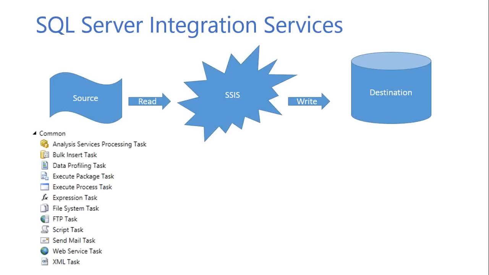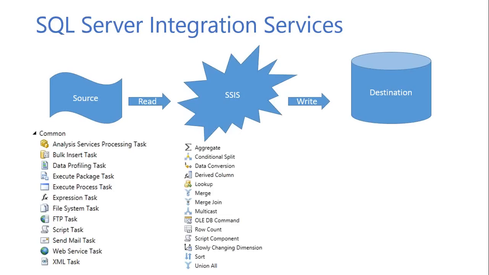Some of the common tasks that we have are the bulk insert task. That is like a bulk copy, BCP. So with reduced logging, you can insert a bulk of the data from the source system to the destination system. You can profile data. If you have created other SSIS packages, you can call them here. You can execute them. In a script task, you can write whatever business logic you would want, and include a send mail task.